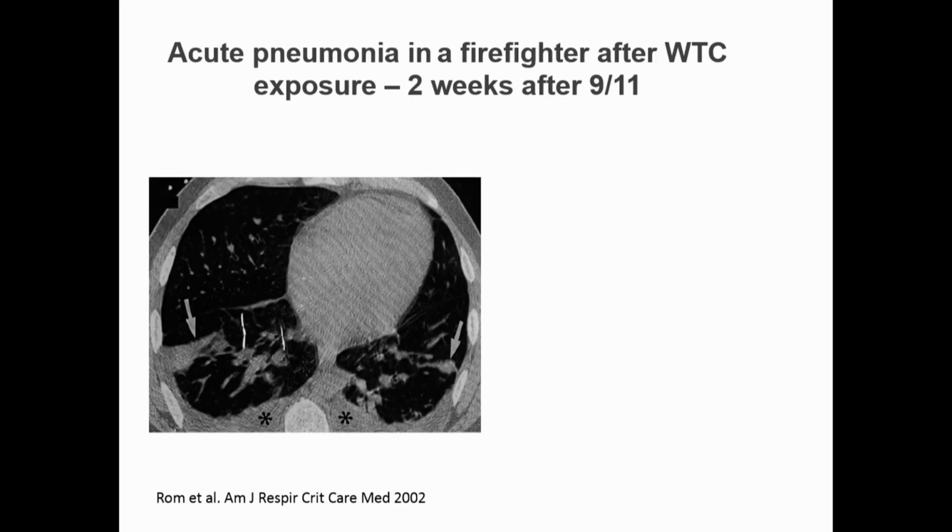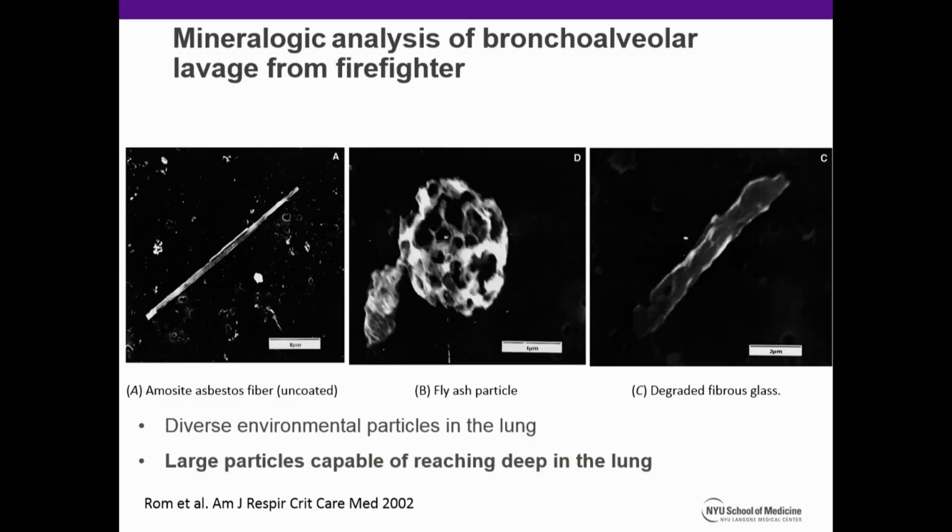However, early on, we had a firefighter present to our ICU, and this was actually within 2 weeks of the event, and he had an abnormal CAT scan, as I show you here, and we had a very aggressive group at that time. They bronchoscoped him. This is Bill Rom. I think some of you know him. And what we found is very important, which is, in fact, we could find particles, and I'm showing you here an asbestos fiber, fly ash particle, degraded fibrous glass.